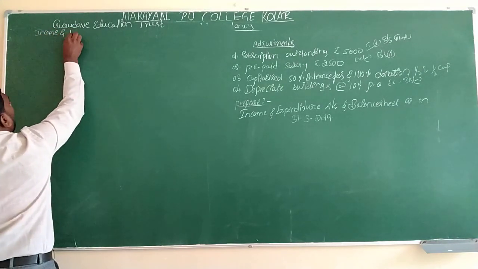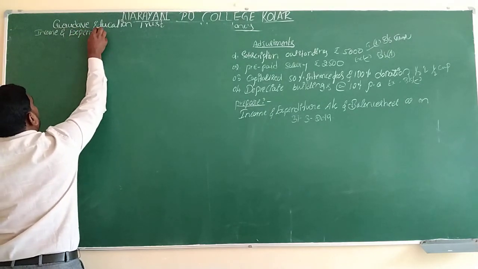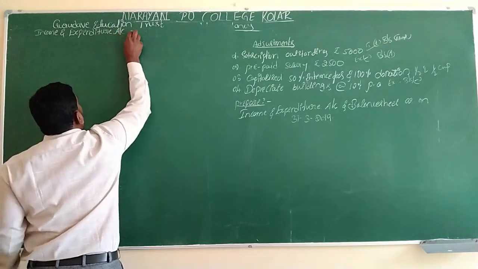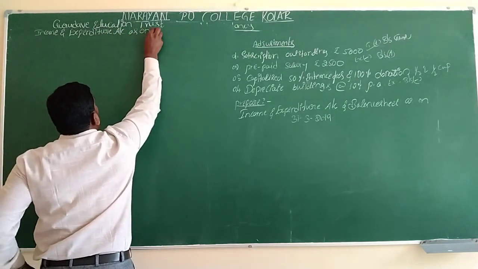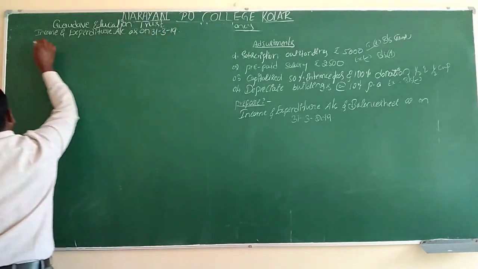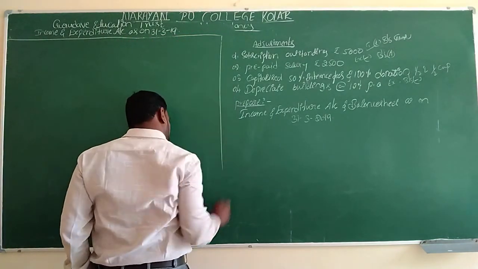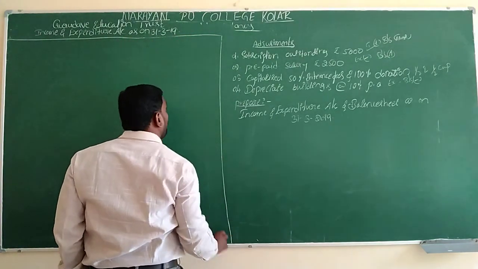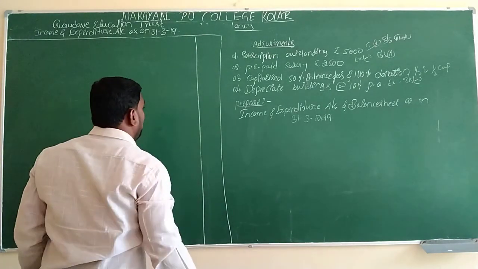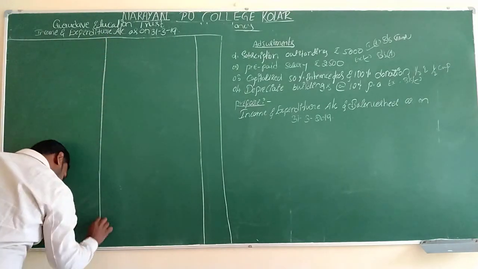and expenditure account as on 31st March 2019. After that, we will draw the columns for the NPO. We will draw the columns for the income and expenditure account.